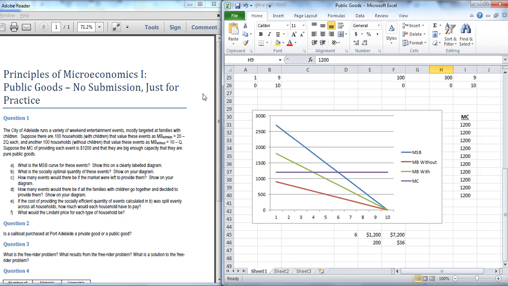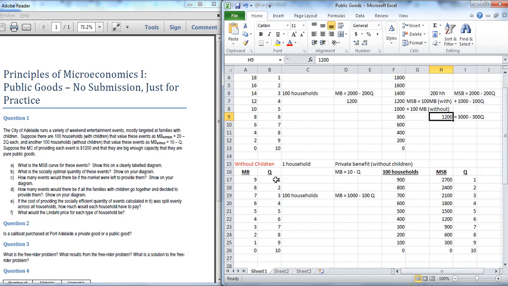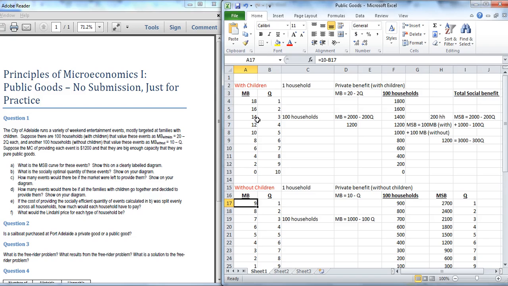So what's the marginal benefit for any one family? Now, is any family going to provide it? Well, let's have a look. Well, the maximum possible marginal benefit for a family without children is only $9 worth, right? You don't get a higher marginal benefit for a family without children. So they're probably not going to provide it. What about the families with children? Well, even the households with children only have a maximum marginal benefit of $18.